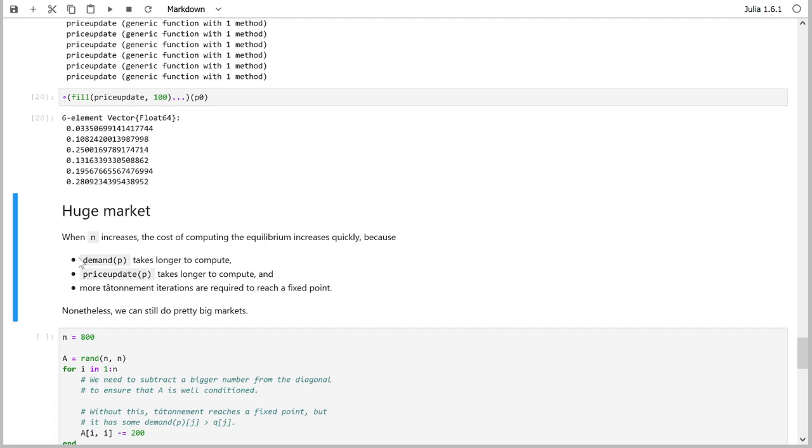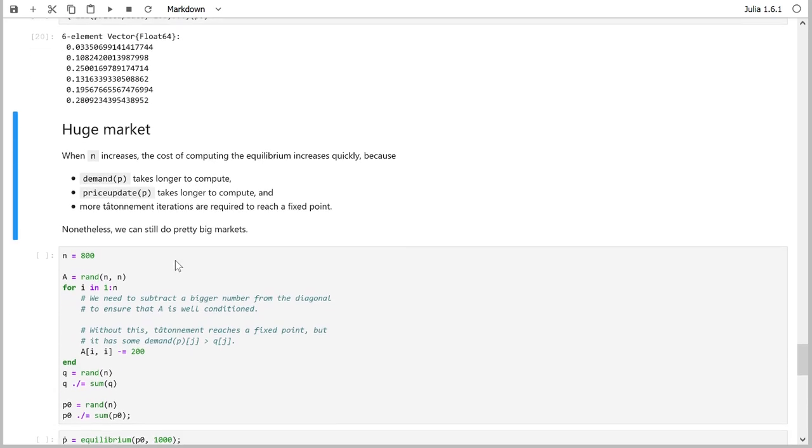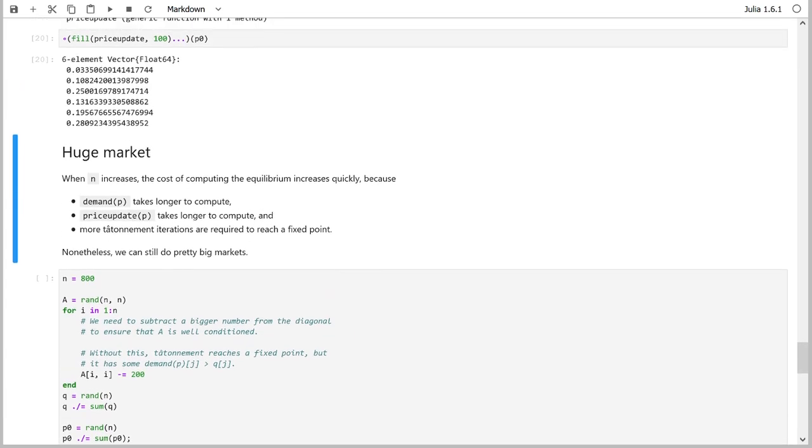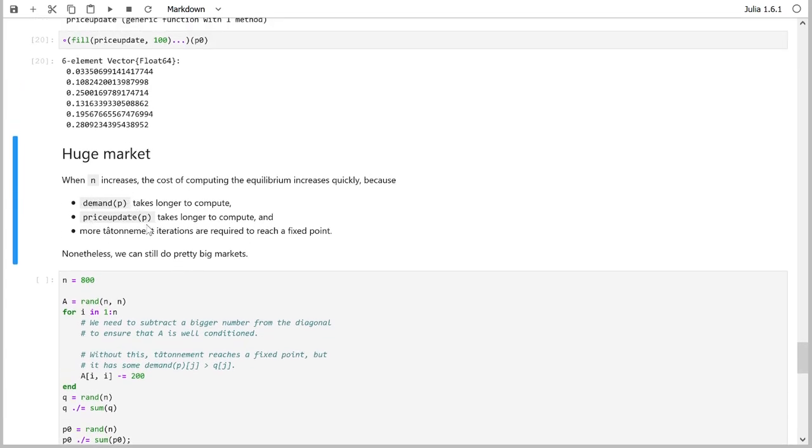The first is that the demand function itself takes longer to compute. So if you take a look at how we designed our demand function above, that function requires multiplying a matrix by the price vector. So the larger the price vector and the larger the matrix, the more operations are involved in that calculation. The other thing that takes longer is computing the price update, which you will recall includes a normalization step. So we have to sum up all the entries of P, and that will also incur a computational cost that depends on n.